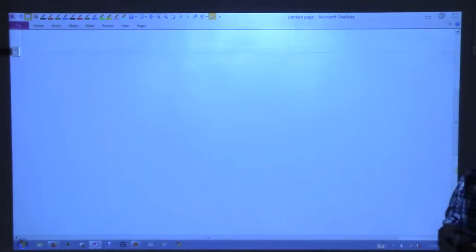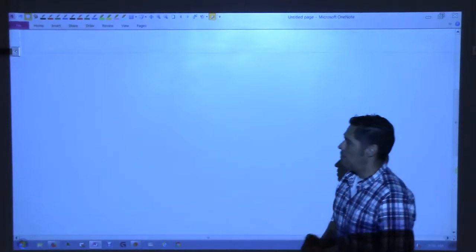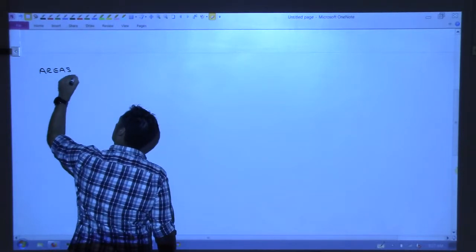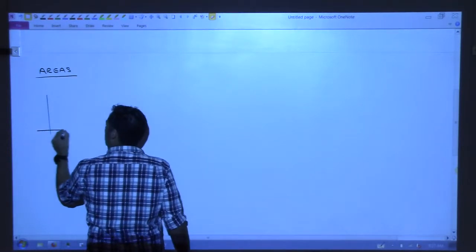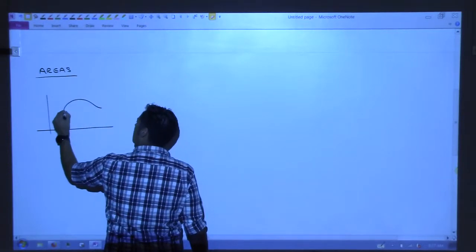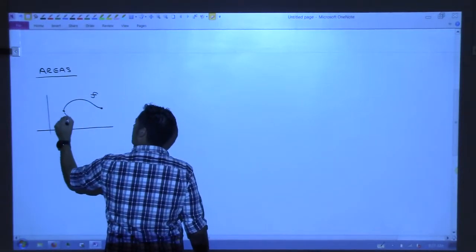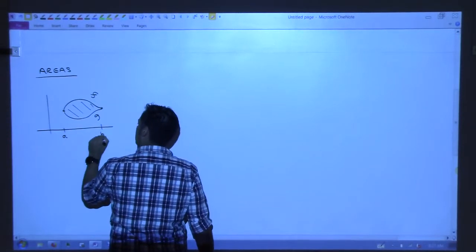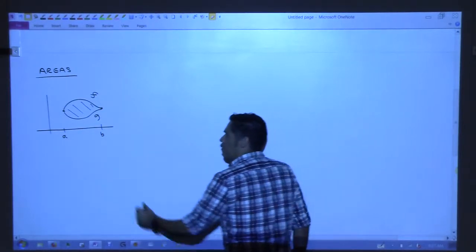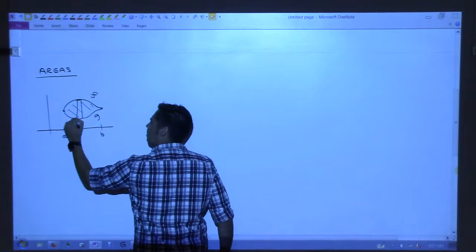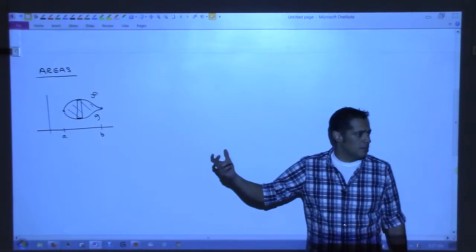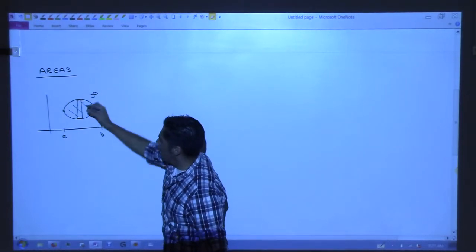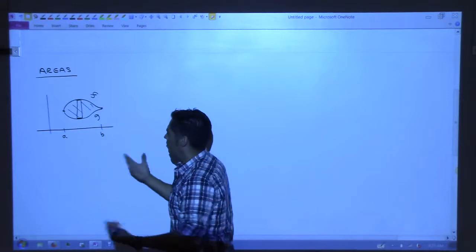So, a quick recap of where we are. When it comes to areas, if we have a function on top and a function on the bottom and we want to know the area between A and B, then we imagine putting in a rectangle like this. We find a formula for that rectangle, which is just the difference of the two functions, f minus g, and then the width, which is dx. And we add them up.